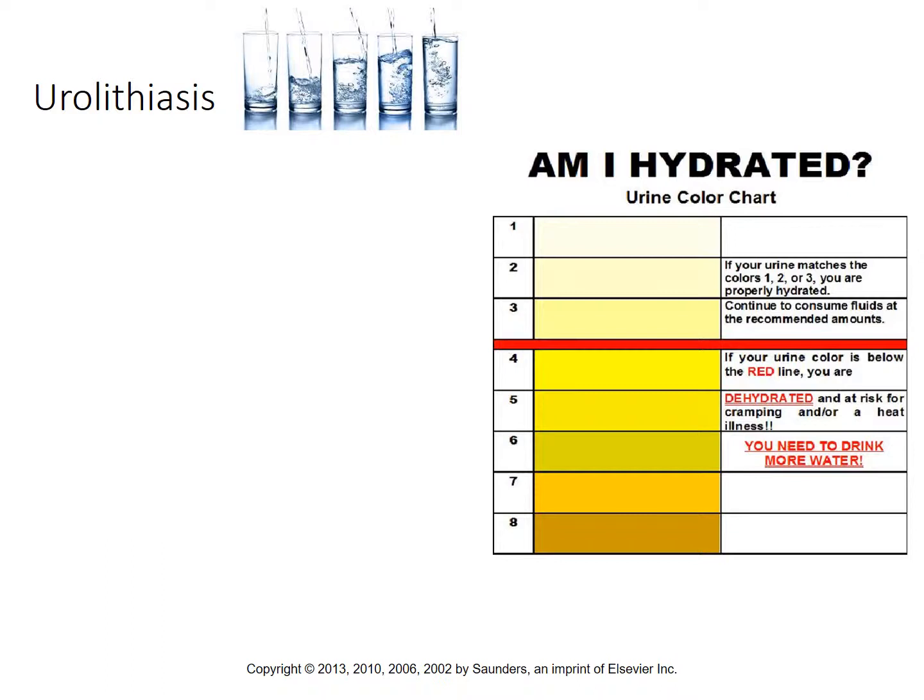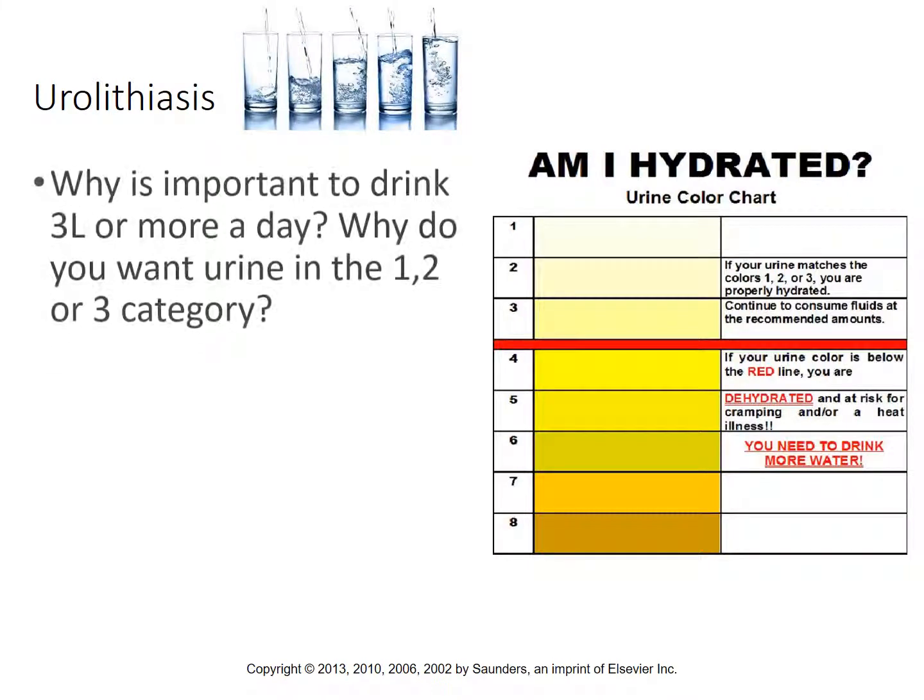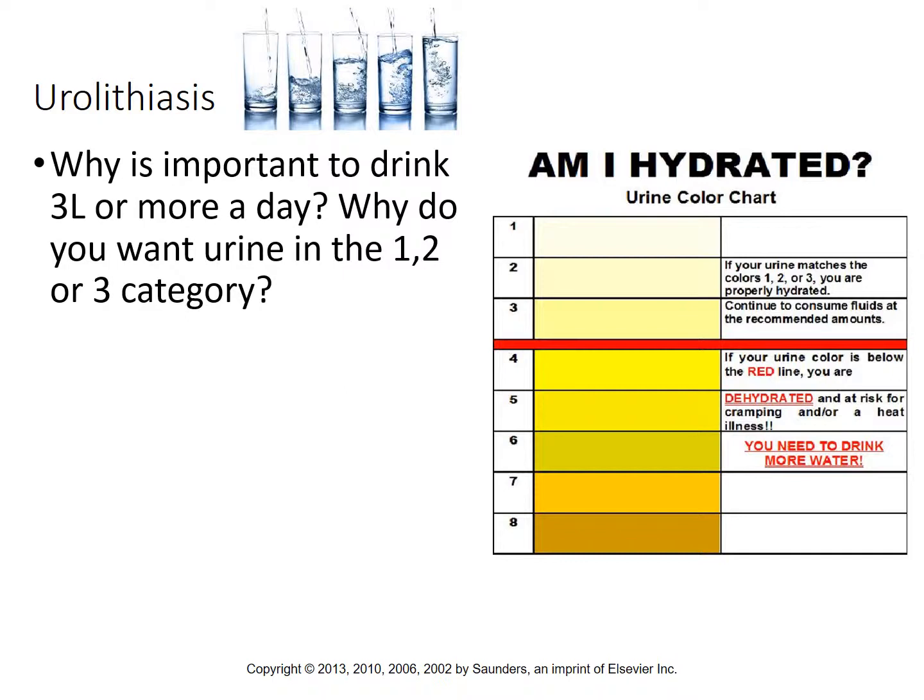Way to go! Now, if your urine color is below the red line, you are dehydrated and are at risk for cramping and other health illnesses. You need to drink more water. Now, let's talk. Why is it important to drink 3 liters or more a day? Why do you want urine in the 1, 2, or 3 category?